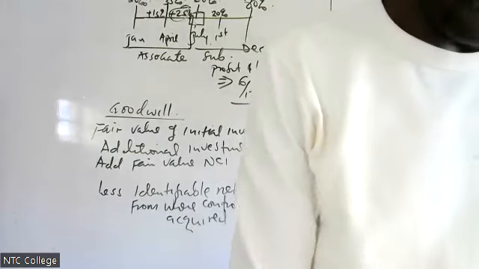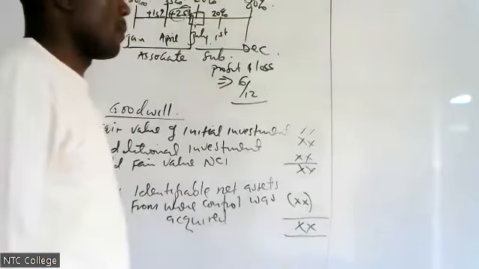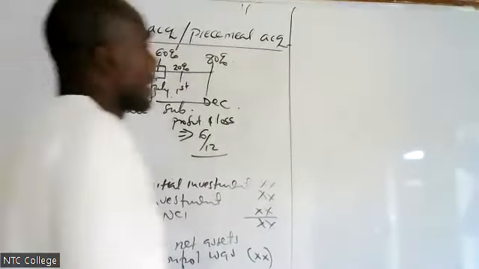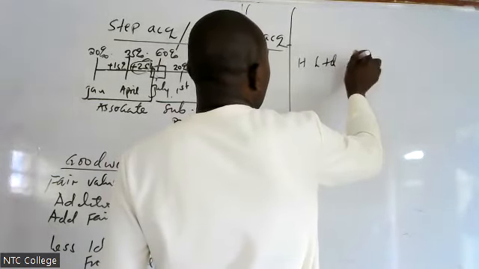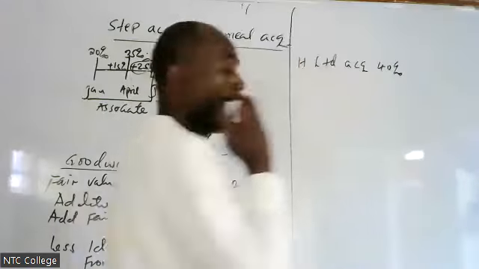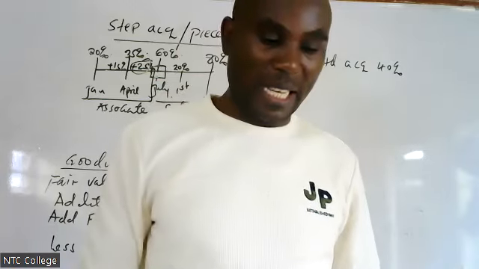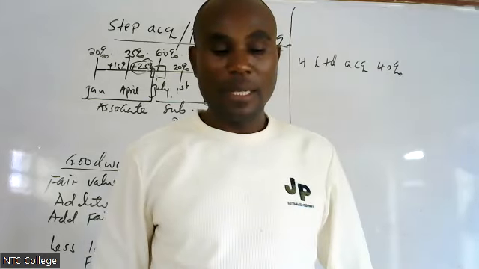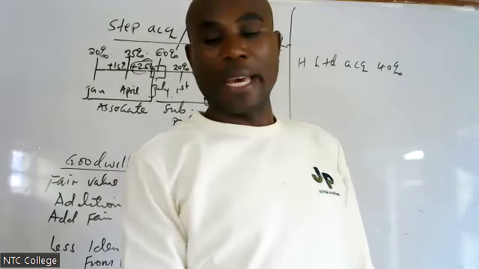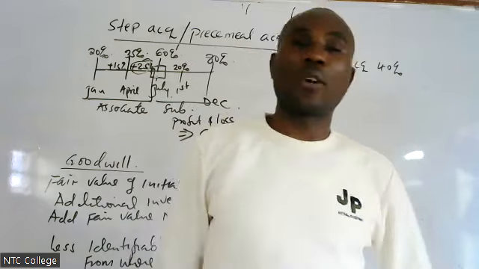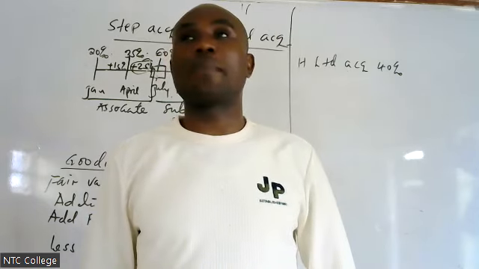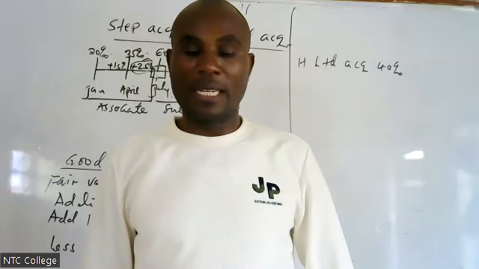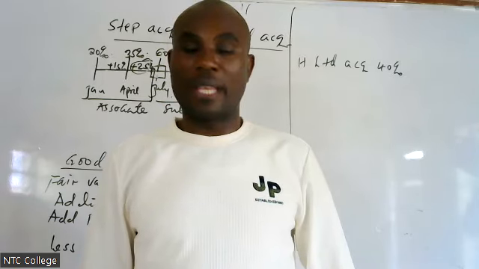Let's look at a small example. H Limited acquired 40% shares in S Limited for Kenya shillings 40 million several years ago.